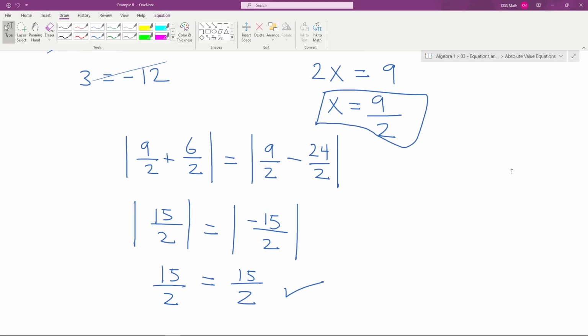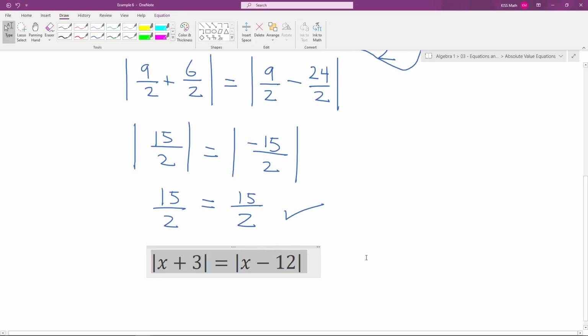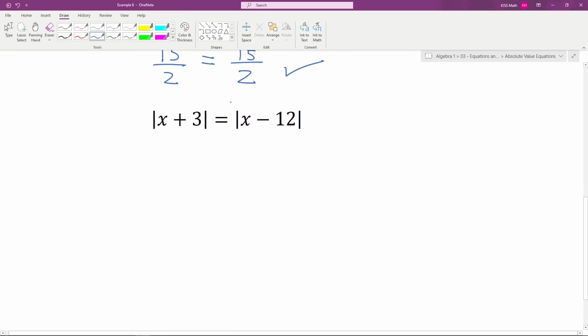Okay, but what if we went the other way? So here's our original problem, right? And what if we wanted to say that this x minus 12 is being isolated? Well, we could write that into equations like this. So there's your first one. And you could do x minus 12 equals negative x plus 3.